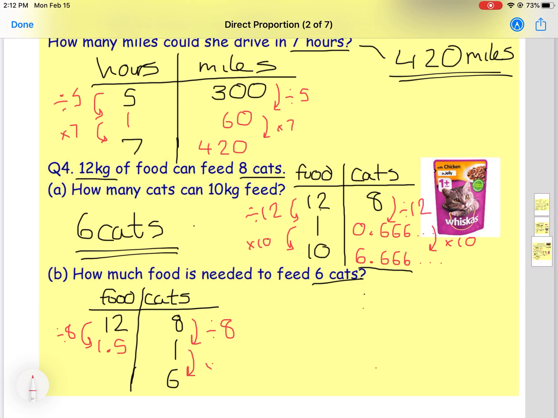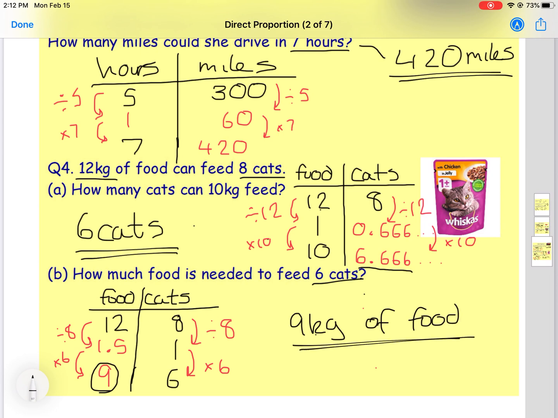1 up to 6, we've had to times by 6. Do the same on the food side, 1.5 times 6, giving us our final number of 9. Therefore, putting it back into the context, what is 9 actually representing? It's 9 kilograms of food.